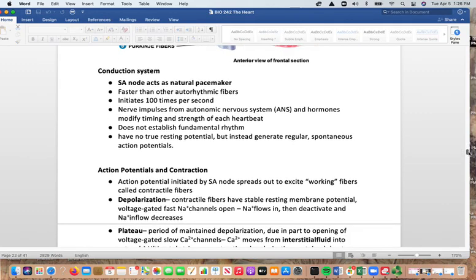So the SA node does act as the natural pacemaker. It has faster autorhythmic fibers than other places. Those autorhythmic fibers can initiate 100 times per second. And the nerve impulses from the autonomic nervous system and the hormones are going to modify the timing and the strength of each heartbeat. So that's going to be what controls it, is the autonomic nervous system. It does not establish a fundamental rhythm. So there's no true resting potential, but instead what it does is generates regular spontaneous action potentials.